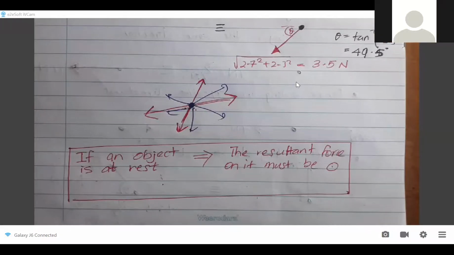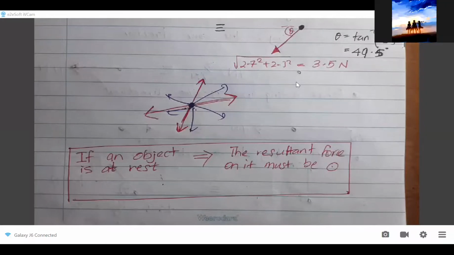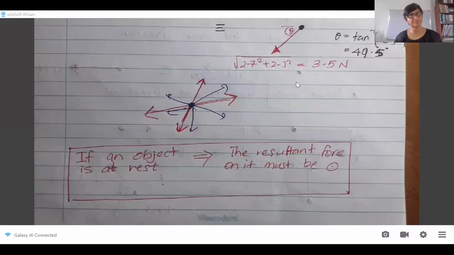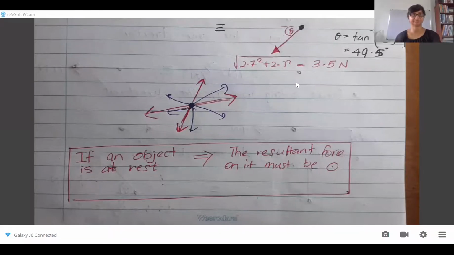Can someone else say the way you have memorized it? When the resultant force is zero, the object is considered to be at rest or at constant motion, or constant velocity. Constant velocity. Yeah.